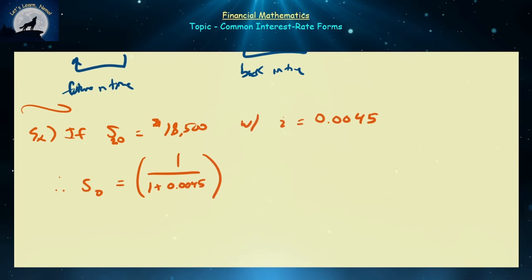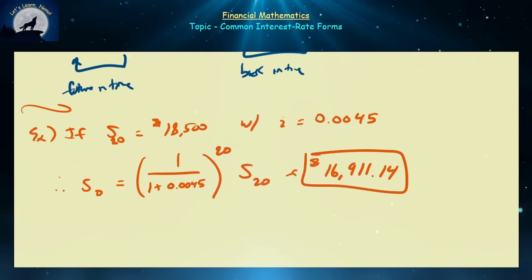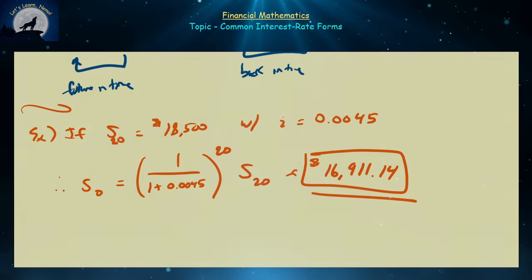So that's going to be equal to 1 over alpha, or nu, to the power of 20 times our S20. And once we actually work that out, that's going to come out to approximately $16,911.14. Right? So keep in mind, every time you accumulate things into the future, it's always going to be more, assuming that that interest rate is, of course, positive. And if you want to discount things from the future to the past, your answer should always be less than it was before. Right? So that's how we can accumulate things into the future and discount things backward in time.